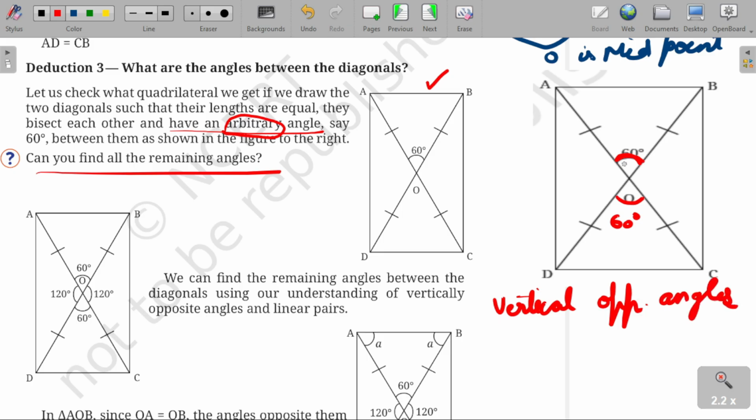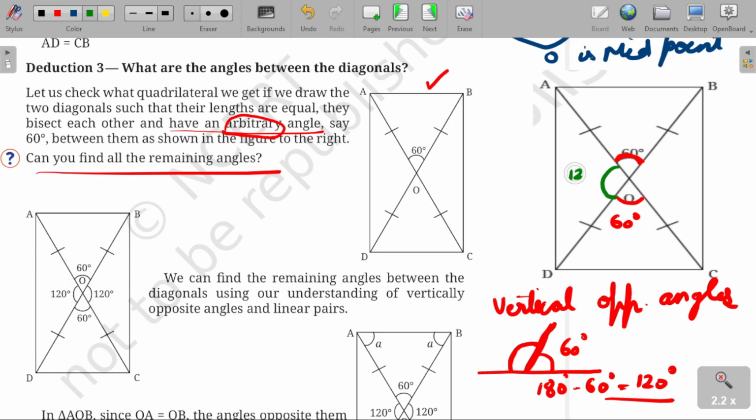One more thing I want to remind you about: if there's a line and one ray is intersecting it, and one of the angles is 60 degrees, then we can easily find the other angle. What is that angle? By subtracting the given angle from 180 degrees, the angle will be 120 degrees. This concept is called a linear pair, right? So this angle will be 120 degrees. If this is 120, then this will automatically be 120 degrees.